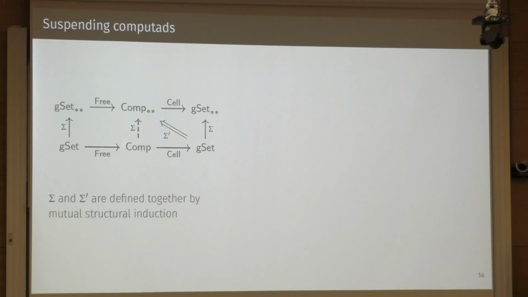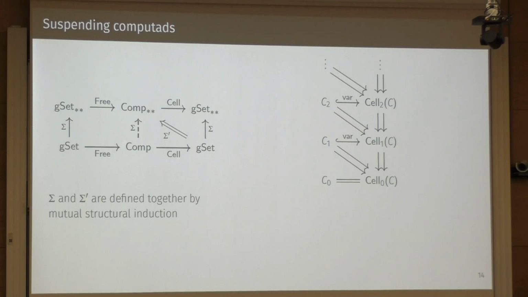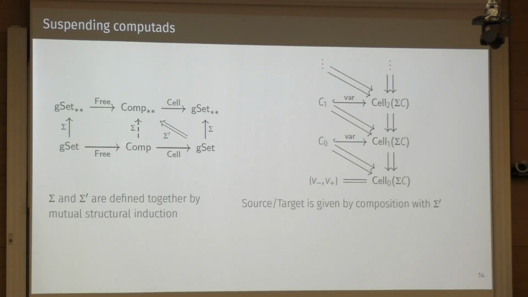And then the definition of the suspension of a computad and the suspension of a cell is quite similar. If I have a computad like this, what I'm going to do is move the generators up one dimension and add two new generators at two new zero cells. The source and target, I'm not writing it down here, but they're given in a similar manner by composing with this natural transformation sigma prime. And sigma prime is defined again inductively on the dimension by using the suspended pasting diagrams that I showed in the previous slide.